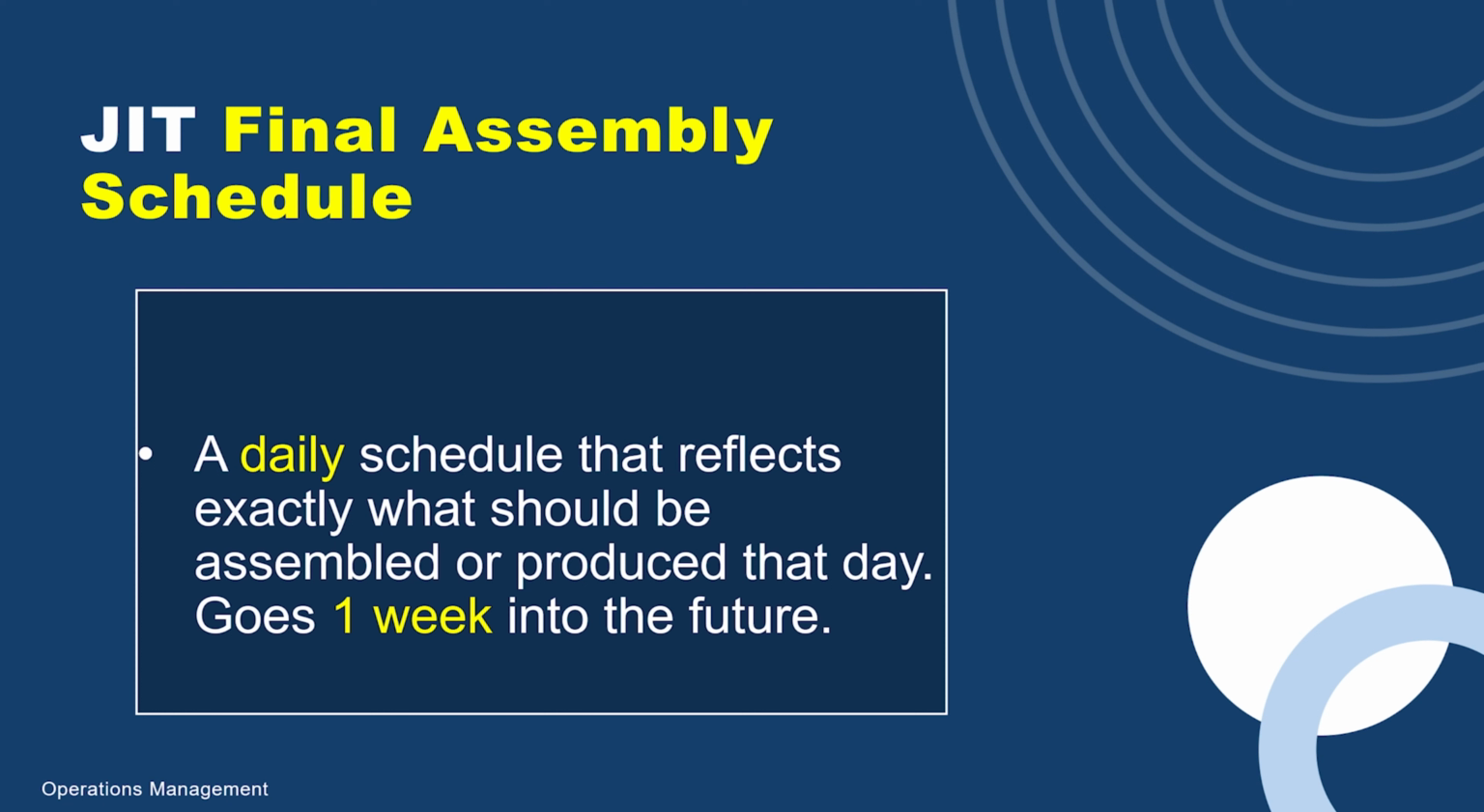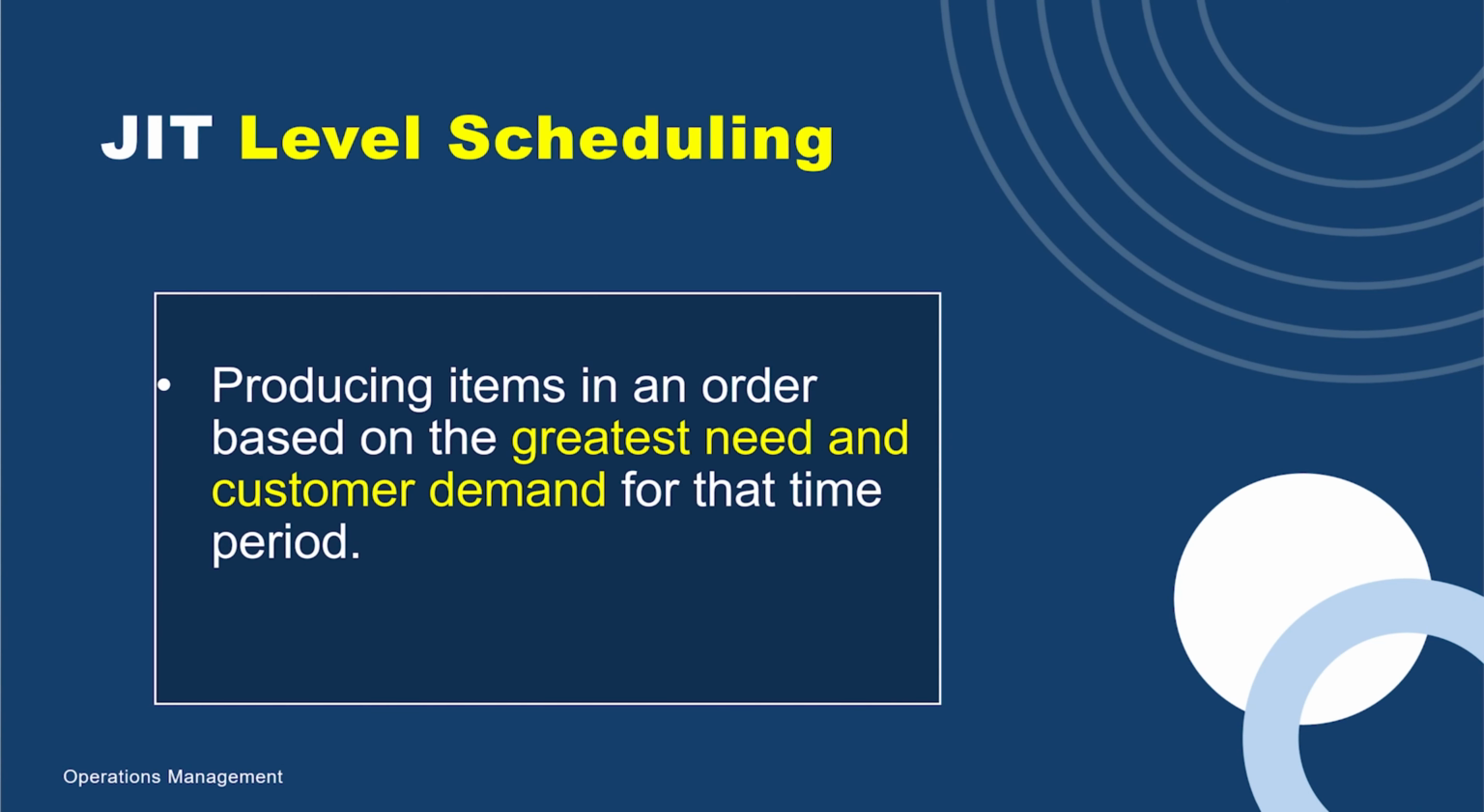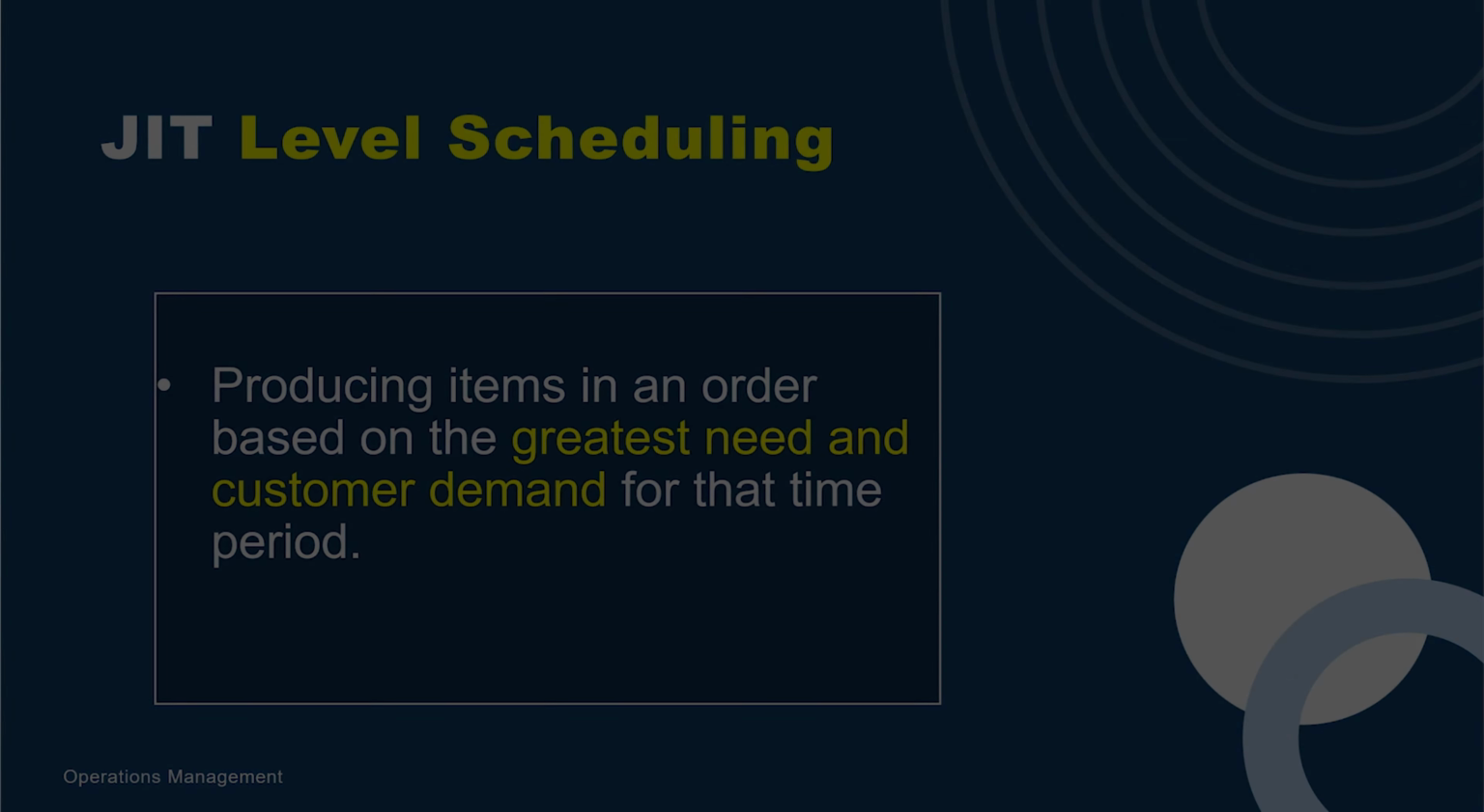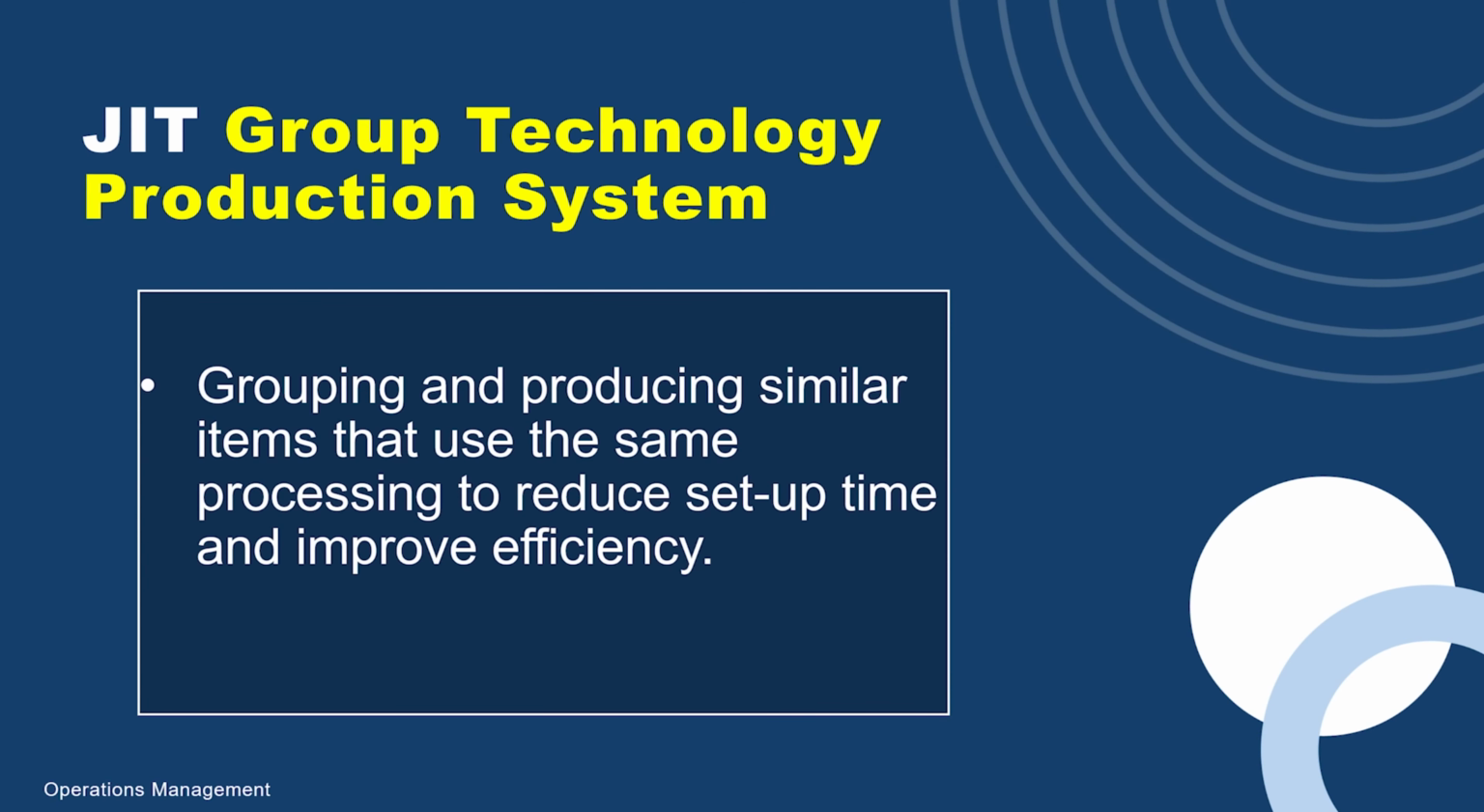The final assembly schedule is stated on a daily basis, but more often goes only about a week into the future. And that final assembly schedule is what we call level scheduled. And when something is level scheduled in the just-in-time environment, it basically says that we're going to produce these products in an order based on inventory levels. So whatever we have the least amount of, that is what we're going to produce first, and so forth and so on.